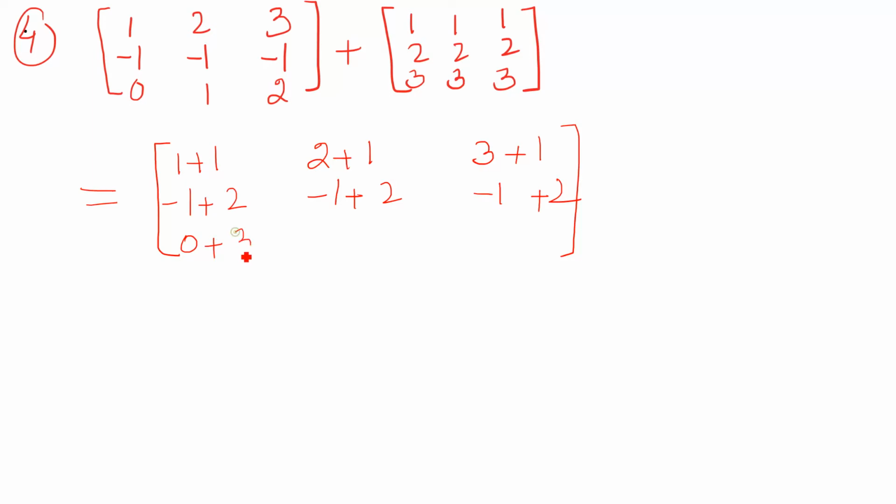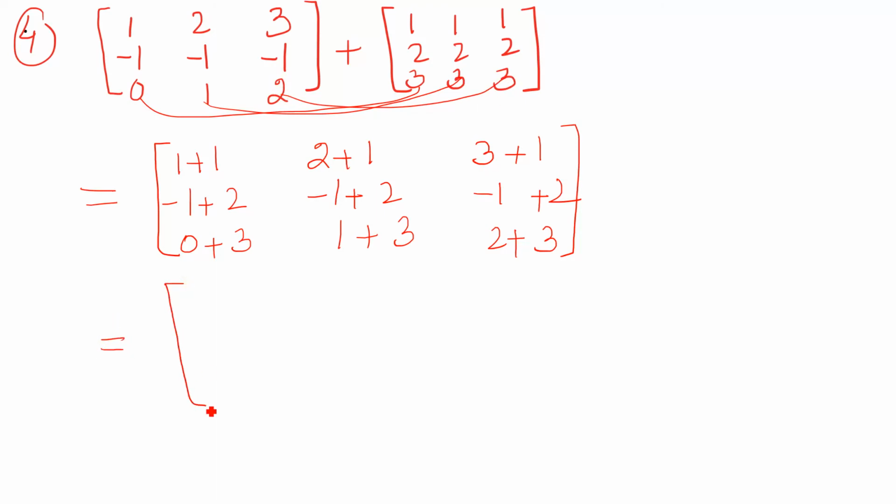0 plus 3, 1 plus 3, 2 plus 3. Right? I will show you one time. This is this, second with this, 2 plus 3 with this. These are called the corresponding entries. First entry you have to add with the first element of the second matrix, and same thing for the third and fourth. So it is 1, 3, 1, 4, 1, 5, and this is your answer.